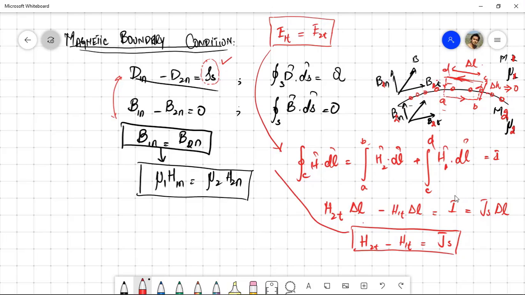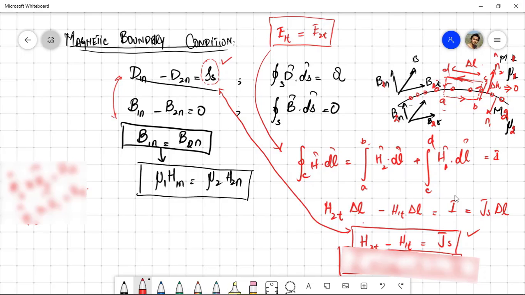If you compare these two equations, you'll see that they are pretty much similar. We have Js in place of rho s, and we have H2T and H1T. The only thing that is different is the normal components and the minus sign.